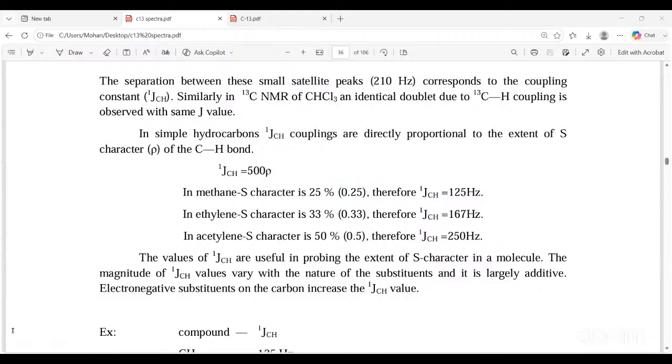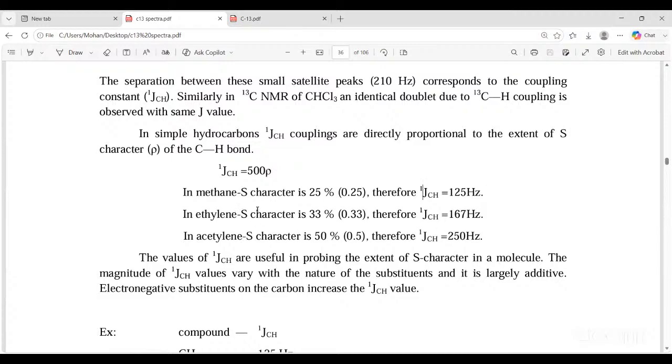Same as in the H1 NMR spectra, the coupling constant is measured in hertz here. Now this coupling constant depends on the S character of the hybridization, right? So for example, in methane, the S character is 25% because it involves sp3 hybridization. So the S character is 25% and the remaining 75% is P character. Then the coupling constant value is in the range of 125 Hz.